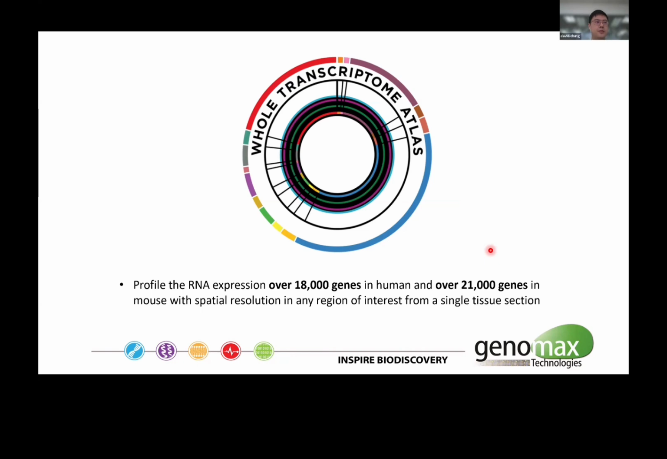Or if you don't have a specific research focus in mind, they also have this whole transcriptome atlas, which basically looks at all the known genes in the transcriptome. So there are two panels, one for human, one for mouse. So for humans, it can profile up to over 18,000 genes, and then on mouse, it's even more, over 21,000 genes. So with spatial resolution for each of the regions that you selected on the tissue section.